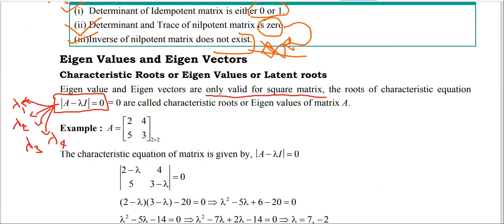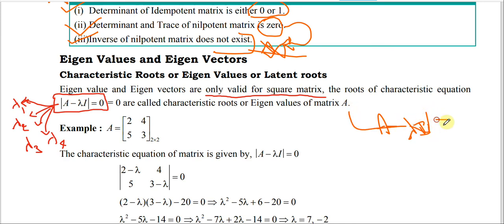Now the main thing is coming, okay? The most important terms are eigenvalues and eigenvectors. Eigenvalue means the root of the characteristic equation. What is the characteristic equation? The determinant of A minus lambda I equals 0. This is the characteristic equation, and its roots are called characteristic roots, latent roots, or eigenvalues.